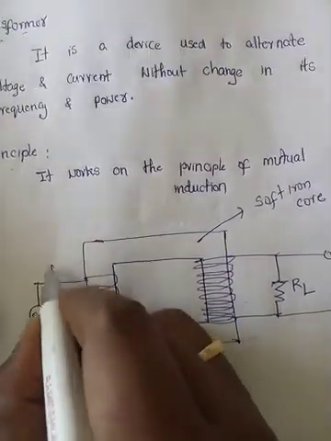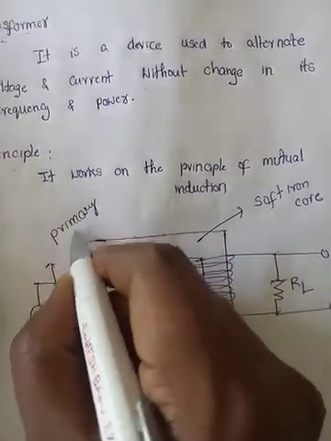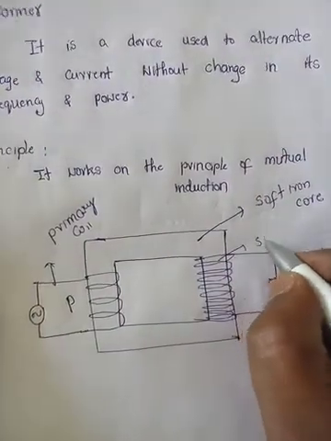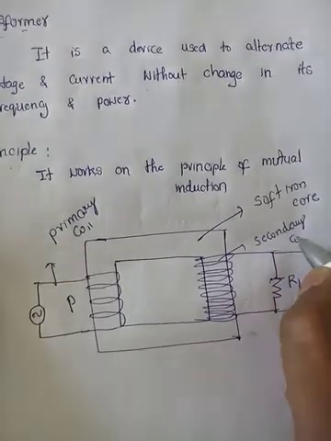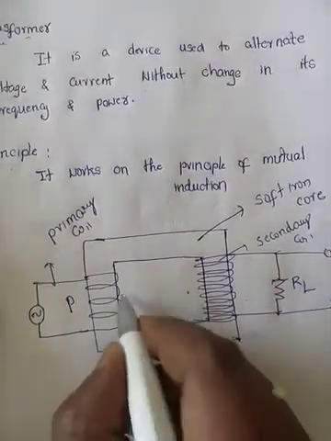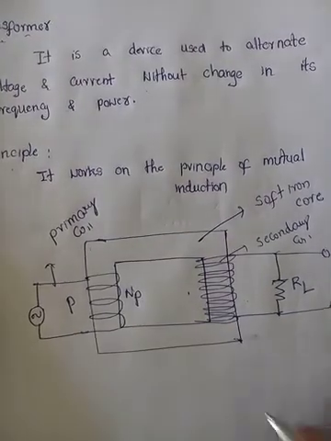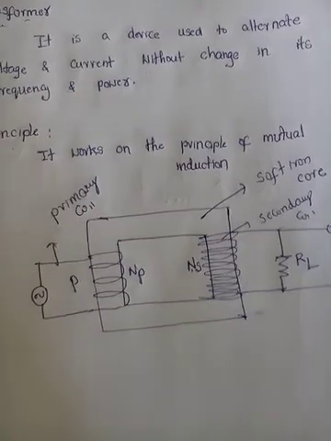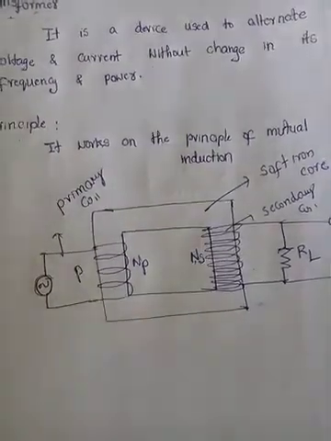This is the primary coil, in which we are going to give the input. The coil in which we are getting the output is called the secondary coil. Assume that NP represents the number of turns in the primary coil and NS represents the number of turns in the secondary coil. So, we are going to operate with alternating voltage.